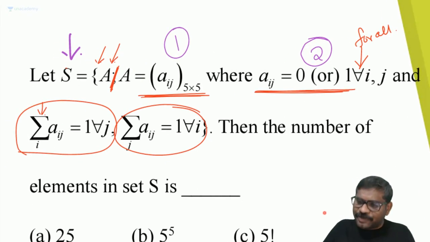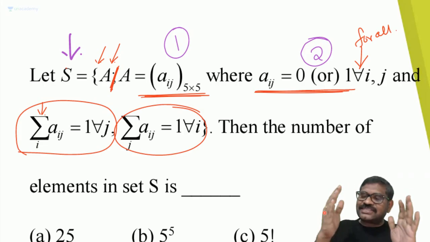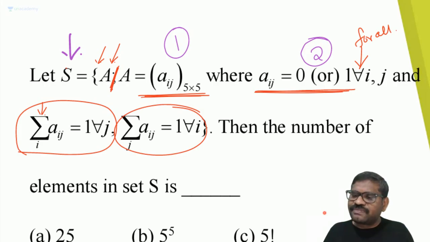I am repeating. Your matrix, your set is, Abhishek, first you concentrate. You have 4 conditions.